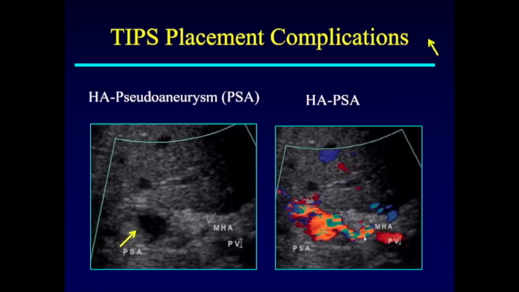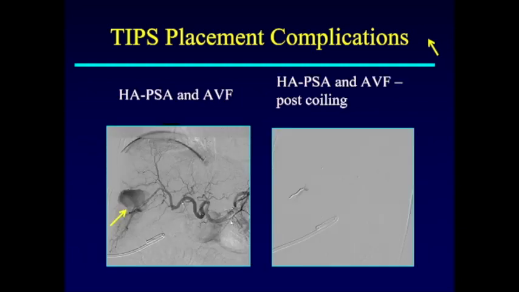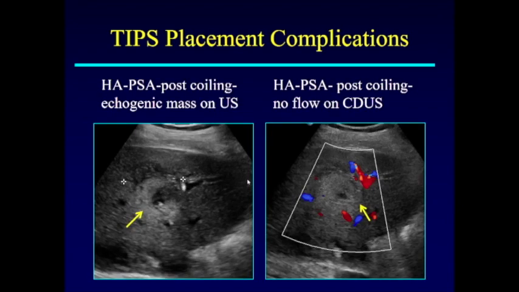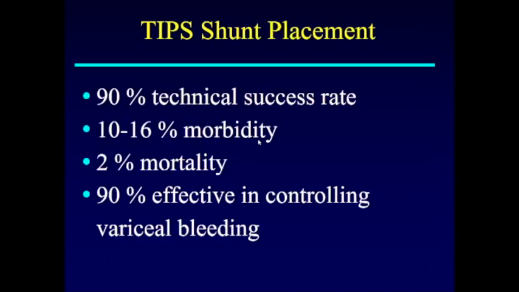This patient developed a pseudoaneurysm of the hepatic artery after a TIPS shunt placement, and this was successfully coiled. You see it nicely here on angiography, also had an associated AV fistula, and after coiling, the patient's angiogram looked good, and you can also see the flow within that pseudoaneurysm is gone, and there's just now this echogenic artifact that you can oftentimes see after coil placement.